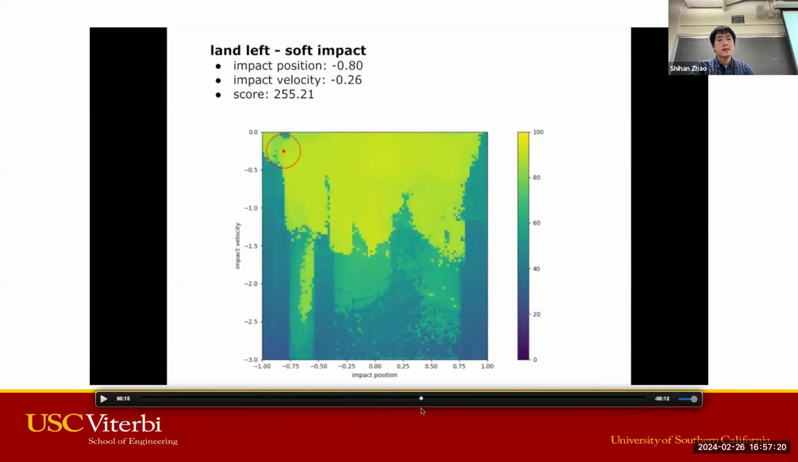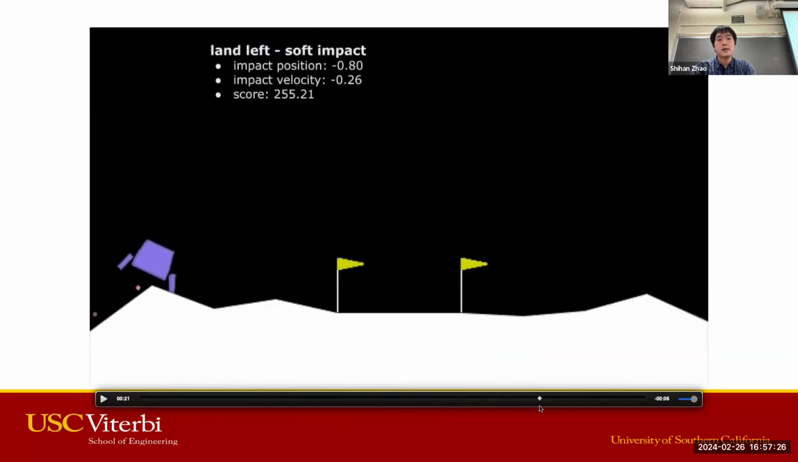So this one has, again, a gentle touchdown, but it first touches down all the way to the left. And this is what it does. Gentle touchdown, slides into the goal region. Okay.